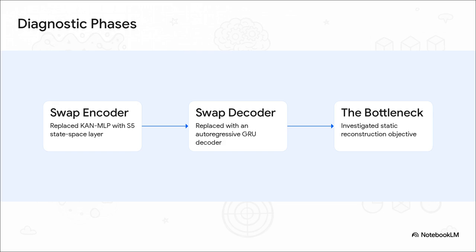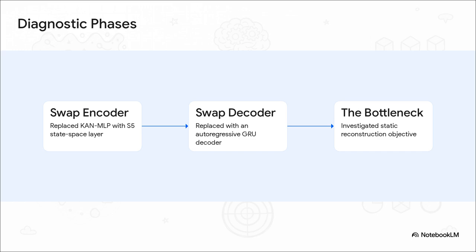Okay, so the failures are confirmed. Now the autopsy officially begins. Using a strict process of elimination, they interrogated the model's core components. Phase 1, let's swap the brain. They ripped out USDF's default encoder and dropped in an S5 state space layer, a much more powerful, thoroughly modern architecture, and even tested a dynamic Hebbian setup. Did it fix the failures? Nope.